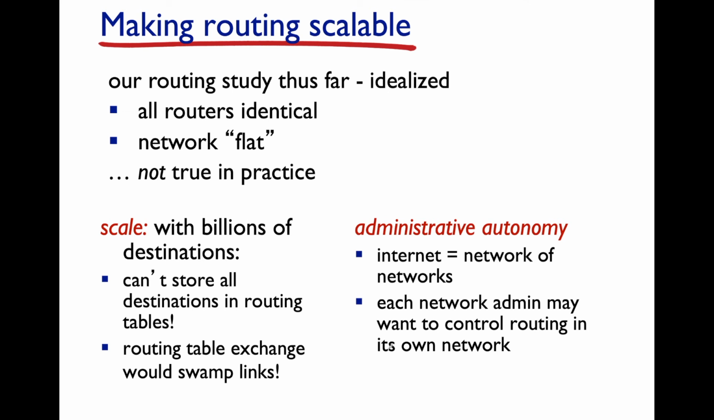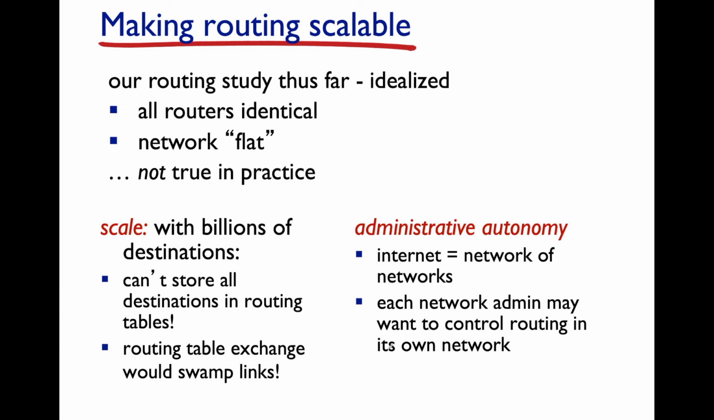What happens in practice, because of the sheer number of router devices we have with several billions of destinations, you can't store all of those destinations in a routing table even if you use blocks of addresses. This would completely swamp the exchange of tables, so we use aggregations in our routing forwarding tables. In addition, people who own and operate these routing networks want to have autonomy over the policies, protocols, and algorithms that they employ.